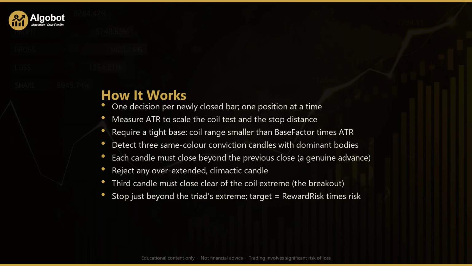Risk is defined structurally. For a long, the stop sits just below the lowest low of the three triad candles, padded by stop buffer times ATR, a quarter of an ATR by default. The take profit is placed at RewardRisk times that measured risk, defaulting to a reward to risk of 1.8. The short side mirrors it exactly.